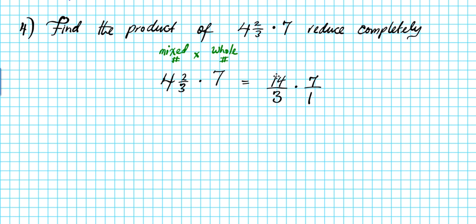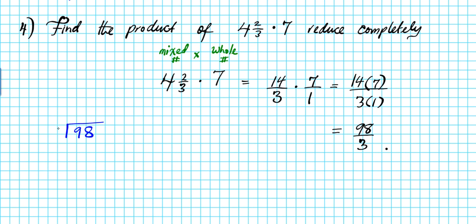Now check to see if you can cross reduce. Nothing is common between 3 and 7, and then 14 we have 1 here. No need to check for that, so now we just simply multiply across, and we have 14 times 7 divided by 3 times 1. 14 times 7 is 70 plus 28, which is 98 over 3. This is an improper fraction, and we can express that as a mixed number. Let's do that real quick.